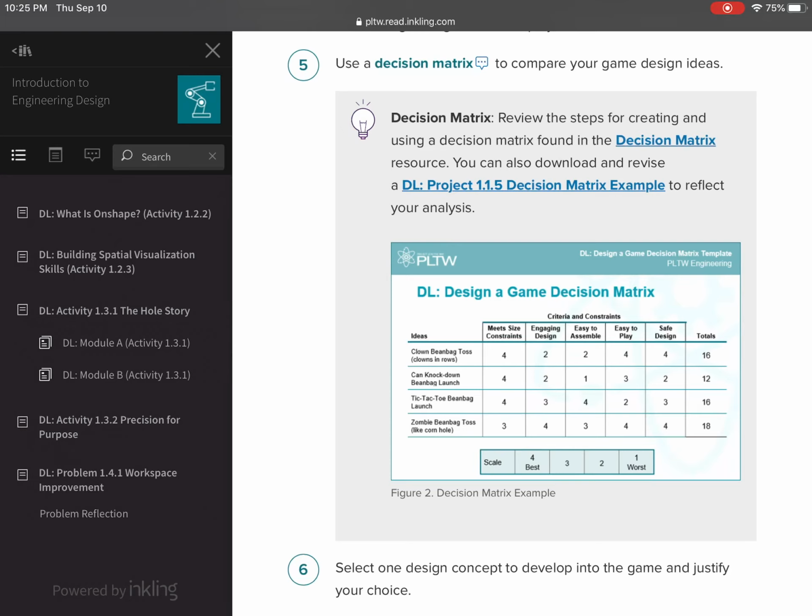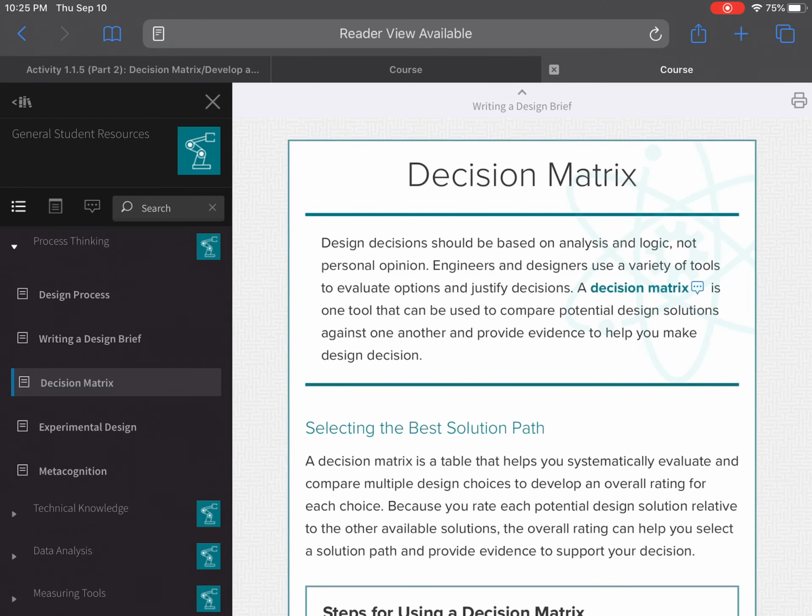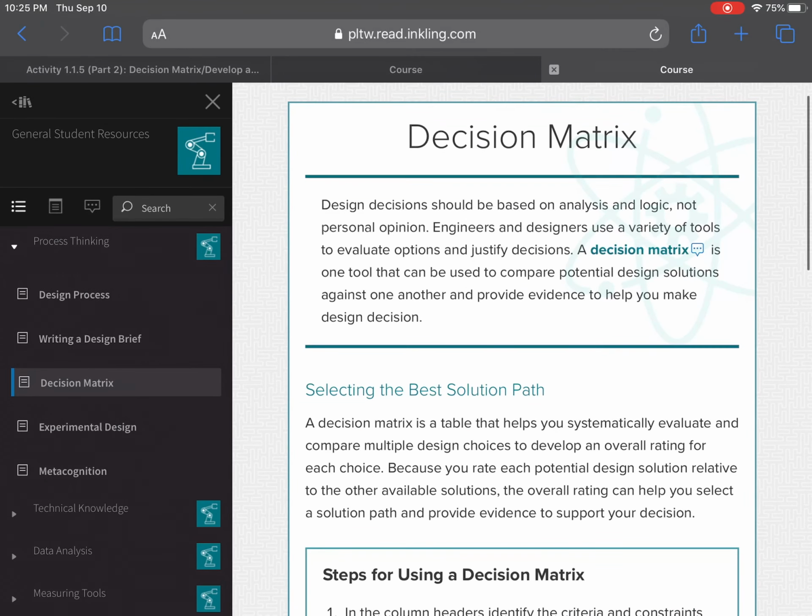Okay, so what we want for this project is whichever one has the highest total for you guys in this decision matrix, then I want you to use that as your solution. Okay, and the way we're going to justify it is by saying, oh, it scored the highest on our decision matrix.